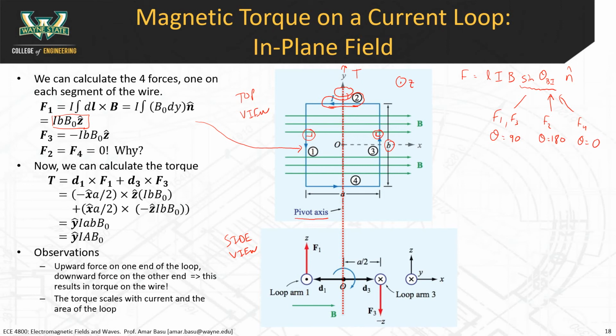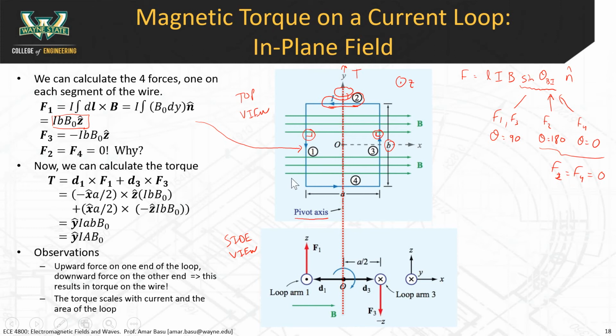So in these two cases, the force 2 is equal to force 4, and they're both equal to 0, right? Because the sine of 0 is 0, sine of 180 is 0. Basically, when the direction of current is in the same direction as the magnetic field, you do not get any Lorentz force in that case. All right?